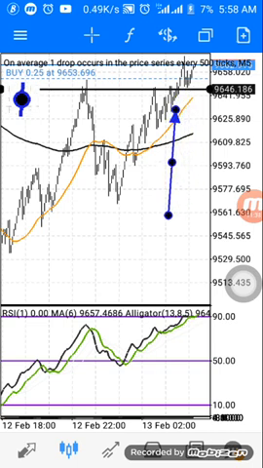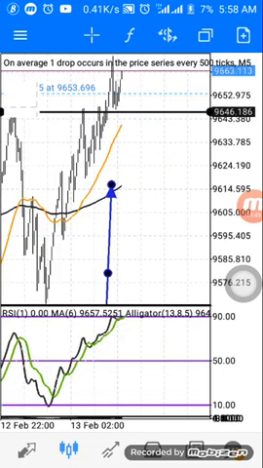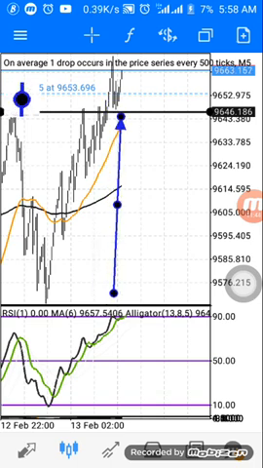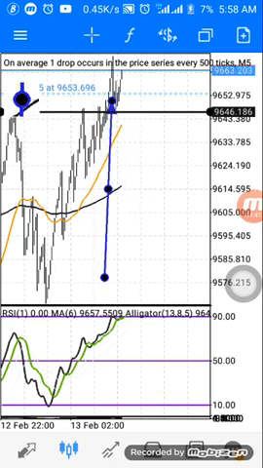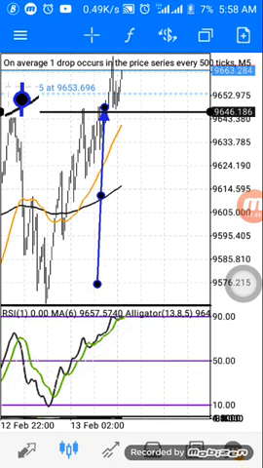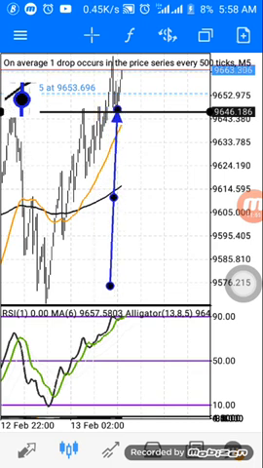Now why did I enter this trade? I did not see this spike early enough, but I still entered it. Why did I enter it? Rejection. See the rejection here. I got some kind of rejections here. The market spike.